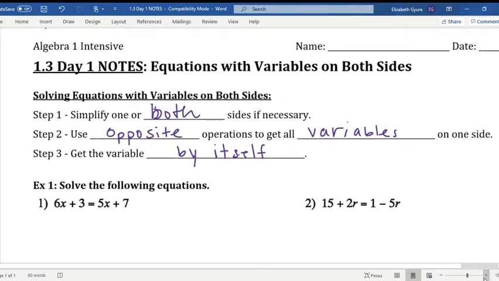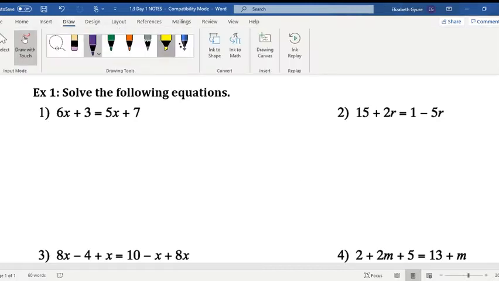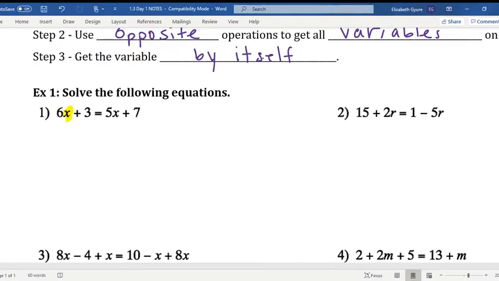Okay. So if you take a look at number 1, we have an equation. We have 6x plus 3 equals 5x plus 7. We have variables on both sides. I see an x term on the left and an x term on the right. Do we want them on both sides though? No, where do we want all of them? Preferably everybody on the left, right? So we're going to use our 2-column method. We're going to get all our variables on the left, all our numbers on the right.